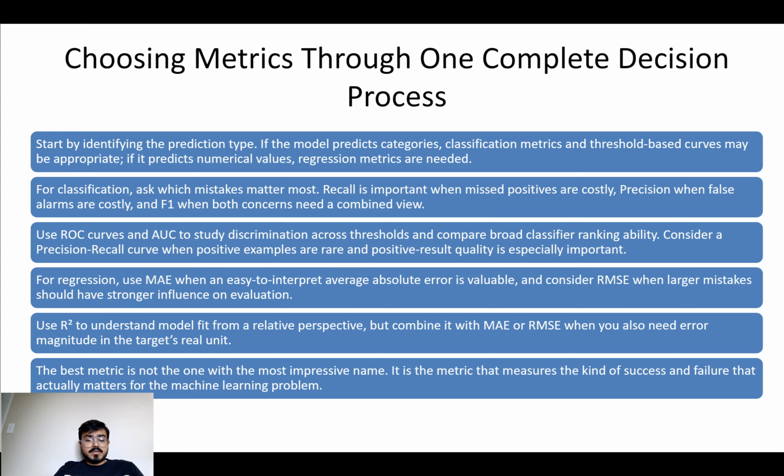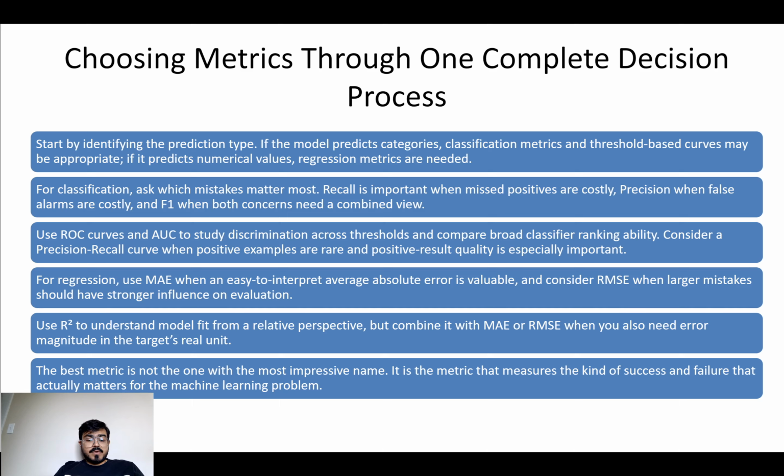The most important lesson is that we should never choose a metric just because it has the highest value. Instead, we should choose the metrics that best match the purpose of the model and the real world problem we are trying to solve.